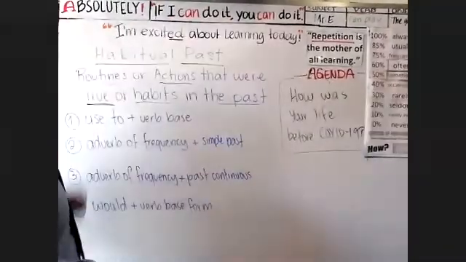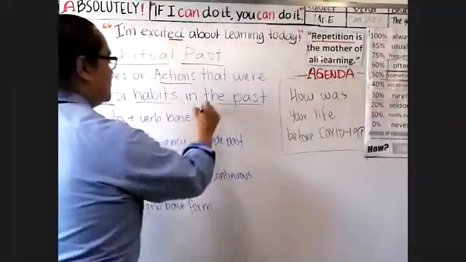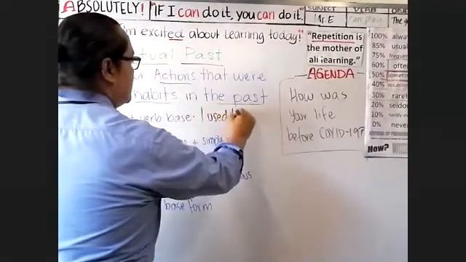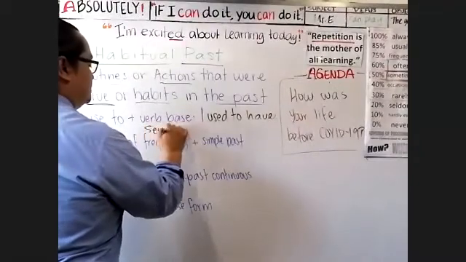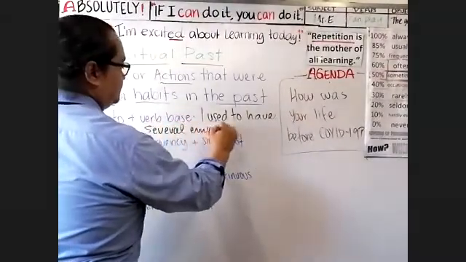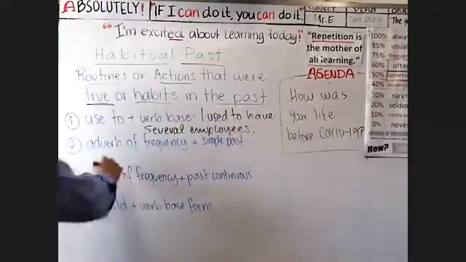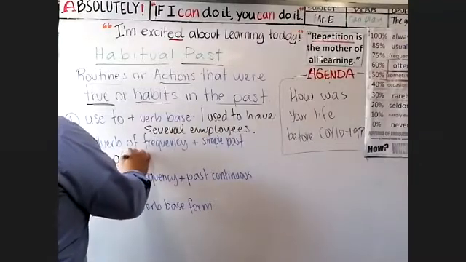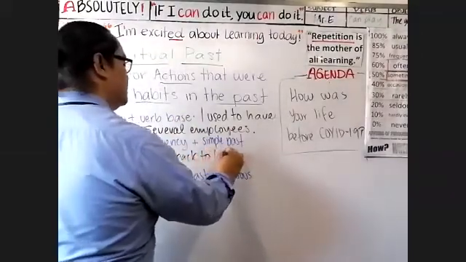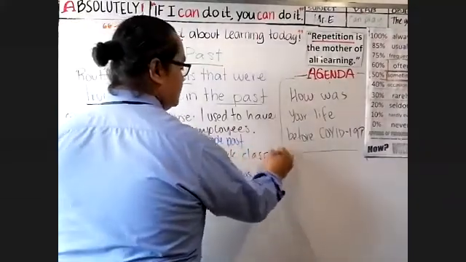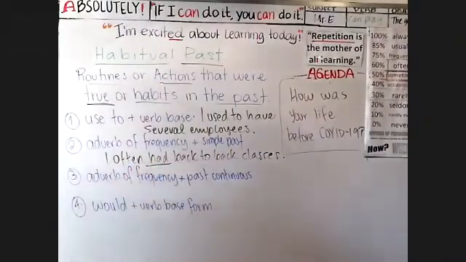So to give you an example, how was your life before COVID-19? I used to have several employees. With an adverb of frequency, I often had back-to-back classes. Here, often is the adverb of frequency, had is the simple past form of the verb.